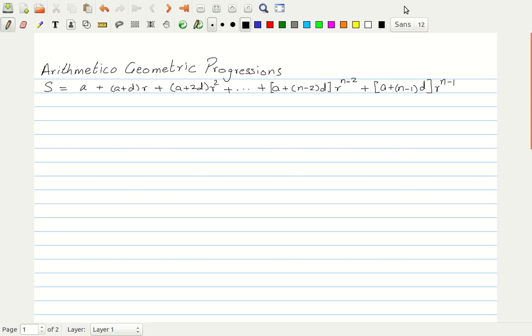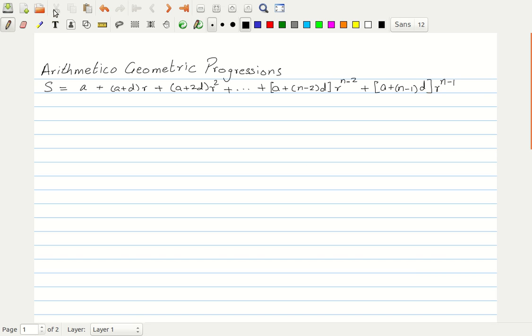In this video we will talk about arithmetic or geometric progression. So let us consider this series where S is equal to a plus dr plus a plus 2dr square and so on. You can see that this series is actually made up of the multiplication of the corresponding terms of an arithmetic progression, which is a plus d, a plus 2d, and the nth term would be a plus n minus 1 d, multiplied by a geometric progression 1, r, r square, r to the power n minus 2, and therefore the nth term would be r to the power n minus 1.